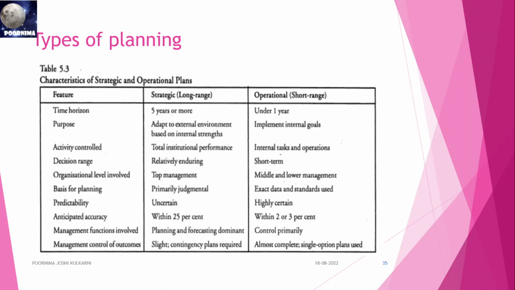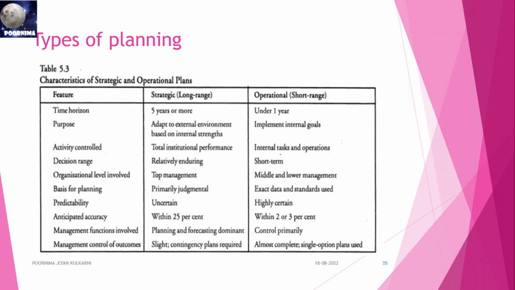Organizational level involved: top management is involved in strategic planning, while middle and lower level management is involved in operational planning. Basis for planning: primary judgment in strategic planning, and extra data and standards used at the operational level. Predictability: strategic planning is uncertain because it is long range. We cannot predict what may happen after 5 years. It is highly certain at the operational level because it is a short range plan.